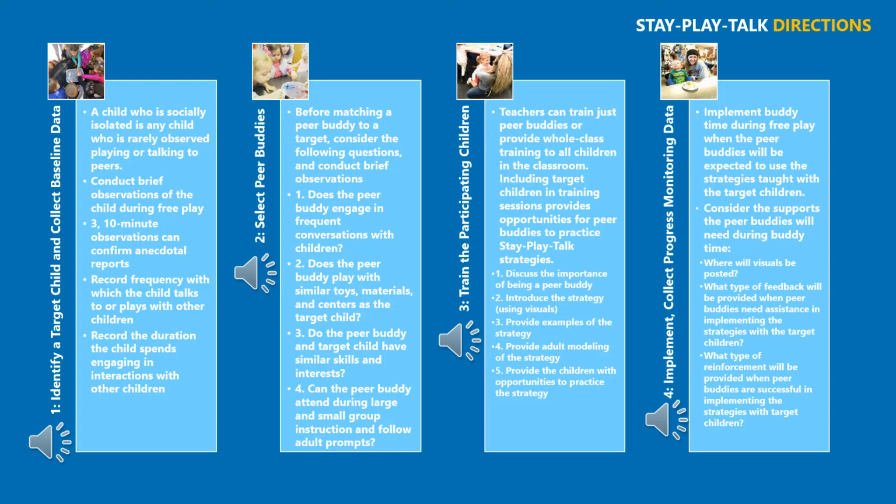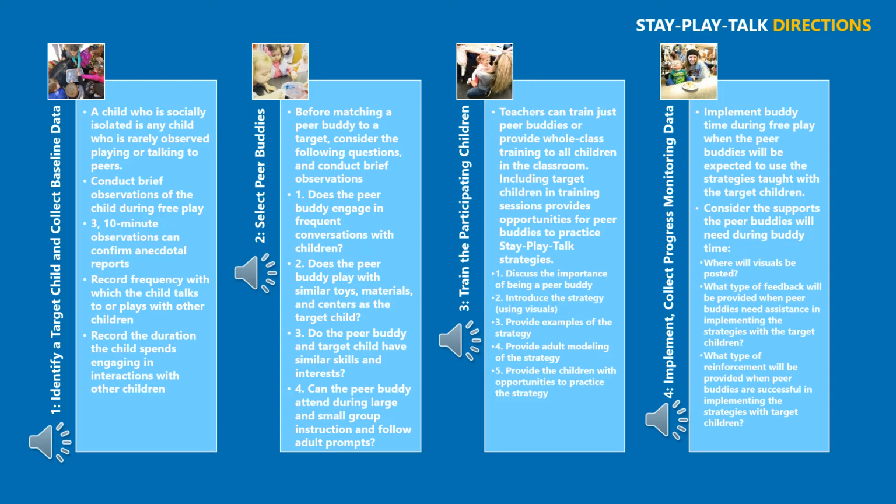The fourth step is implementing and collecting progress monitoring data. Of course, data drives all of our decisions. However, in my classroom, a lot of times whenever I step back and look at the interactions that the peer buddy has created, it's most beneficial just to watch them during free play time and record their progress.